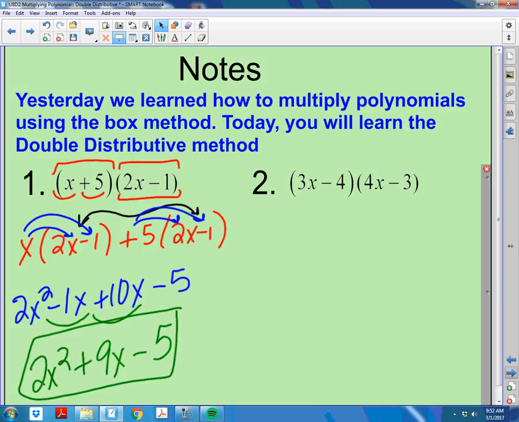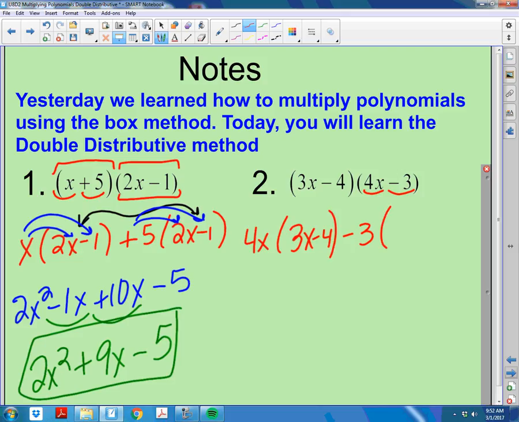Now, here's an interesting thing. I'm going to show you one more, and then I'm going to have you practice it. What I need you to understand is it doesn't matter which one you split. Watch on this one. I'm going to split this binomial. So I end up with 4x and minus 3. You notice I split it. And what goes in between? 3x minus 4 and 3x minus 4. Writing it like that might help you make sure that you do it properly.